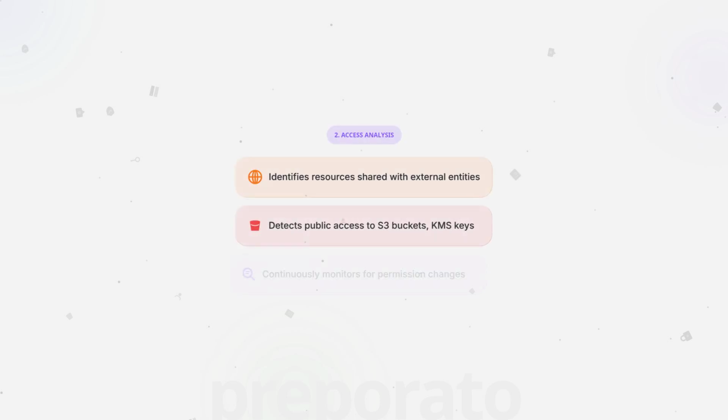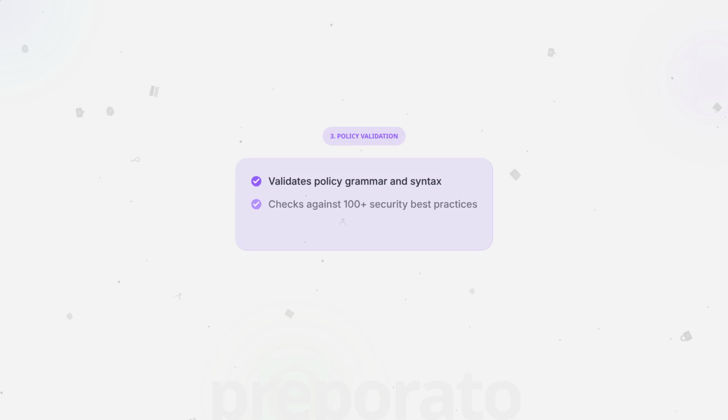Second, Access Analysis. It identifies resources that are shared with external entities. It detects public access to S3 buckets, KMS keys, and other resources. And it continuously monitors for permission changes. Third, Policy Validation. It validates your policy grammar and syntax. It checks against over 100 security best practices. And it gives you actionable recommendations to fix issues.